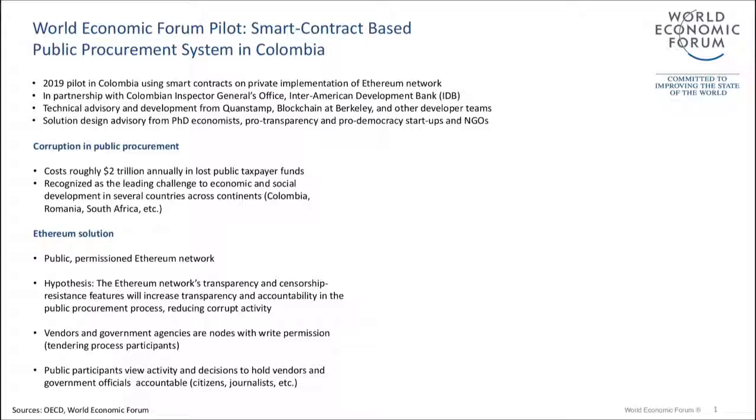I thought I'd share with you a project that we're running at the forum, which is trying to use Ethereum and smart contracts to reduce corruption in the public procurement process. So public procurement is actually the largest source of government corruption in the world. About $2 trillion is diverted annually from global taxpayer funds and development aid to line the pockets of corrupt officials.